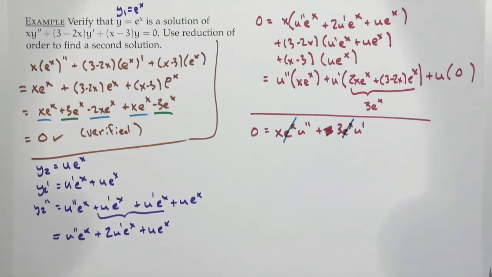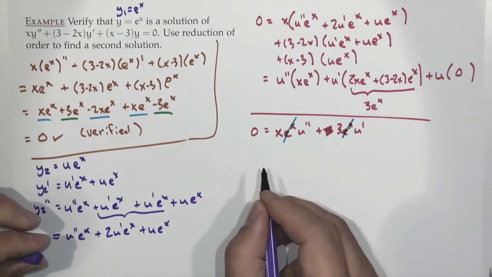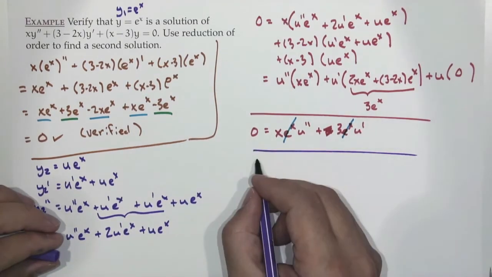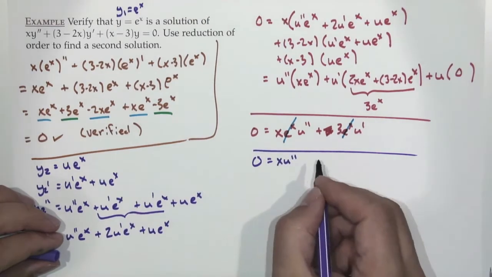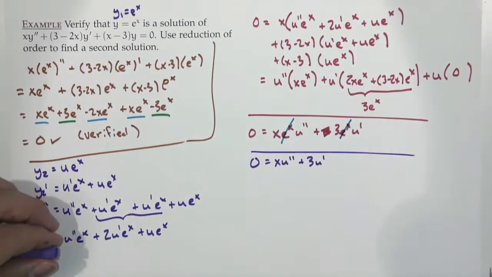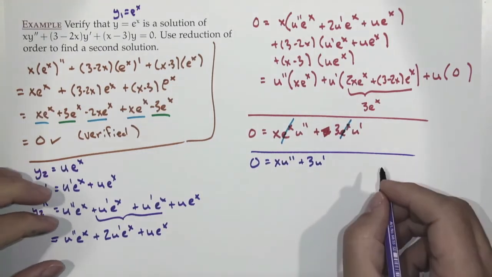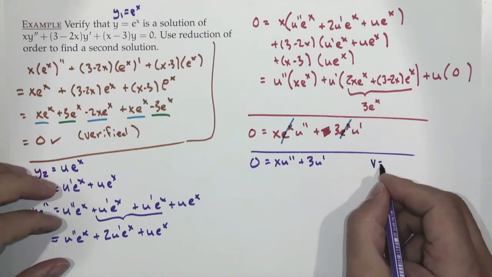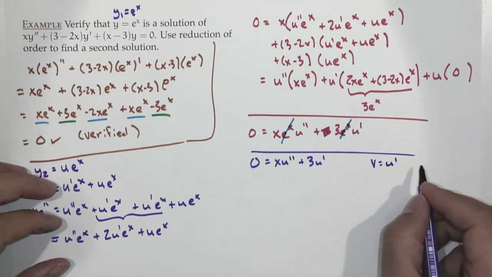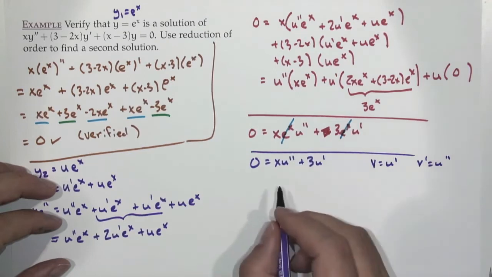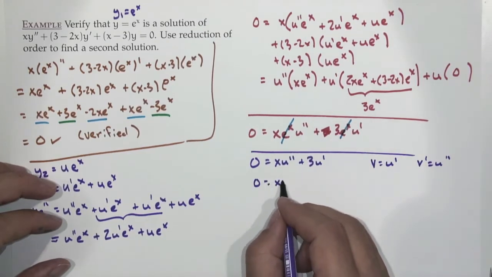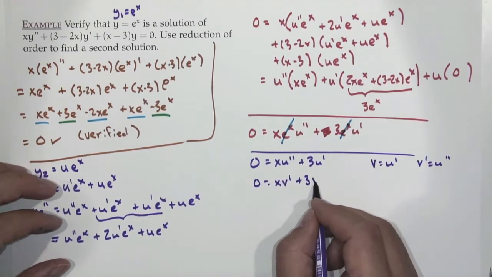All right. So now we have x u double prime plus 3u prime. Okay, well, what can we do? Okay, oh, you really want to do it that way. Awesome, cool. There's something we could have done, but this is great. We'll do v equals u prime. v prime equals u double prime. So then we get 0 equals x v prime plus 3v.